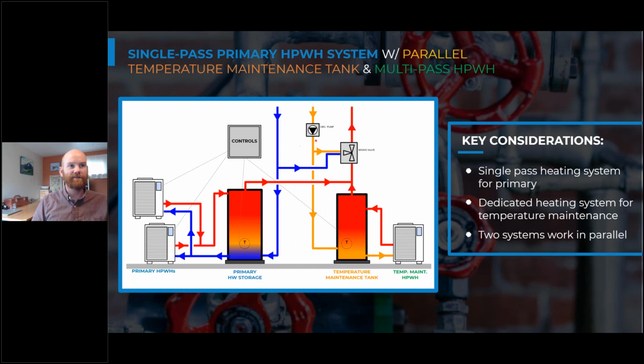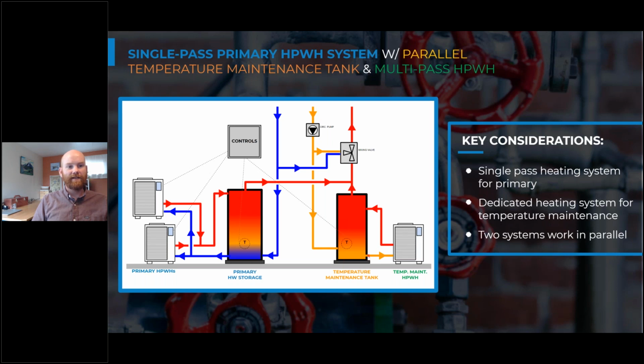And so for that temperature maintenance system, we have a circulation pump, which is moving hot water continuously through that distribution network, or nearly continuously. And that water is being dumped into the bottom of the temperature maintenance storage tank. And some of it is mixing on the cool side of the mixing valve with cool water.